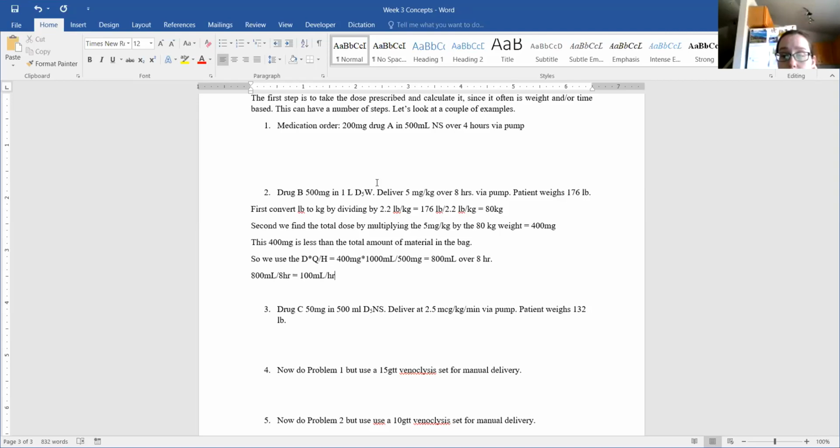It does. Okay. So let's look at a yet again more complex problem. That problem is we're putting 50 milligrams of drug C into 500 milliliters of dextrose 5% in normal saline, D5NS. And we're going to deliver this at 2.5 micrograms per kilo per minute via the pump. The patient weighs 132 pounds. So again, convert pounds to kilos.